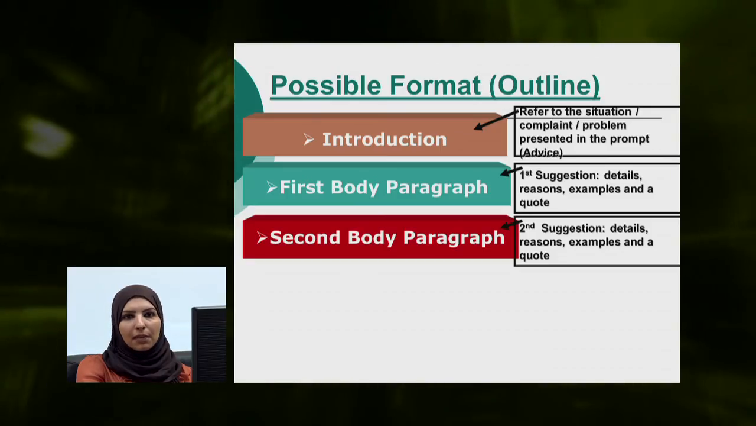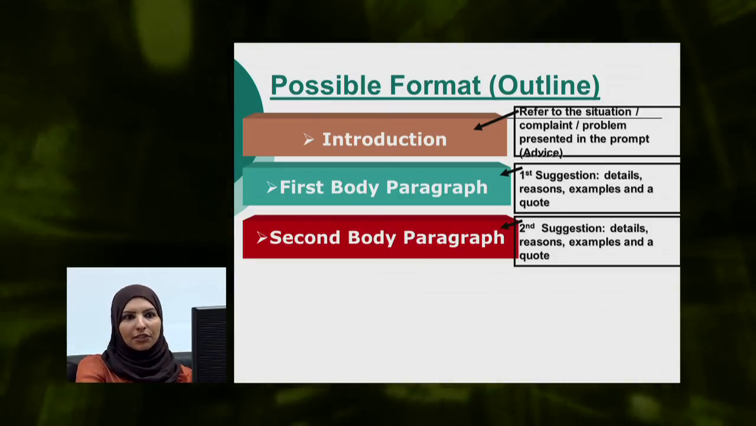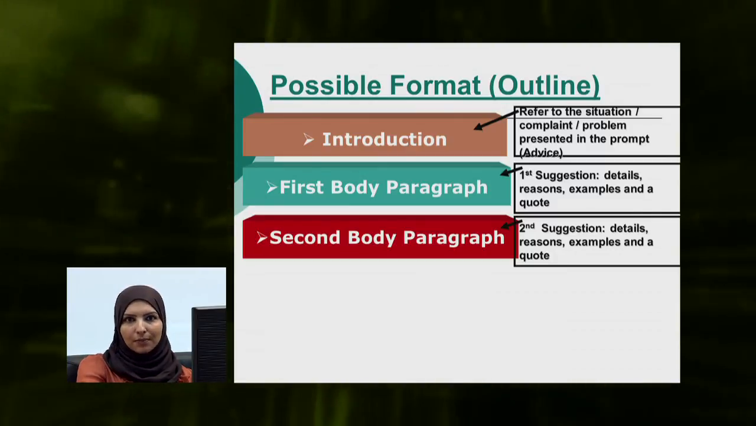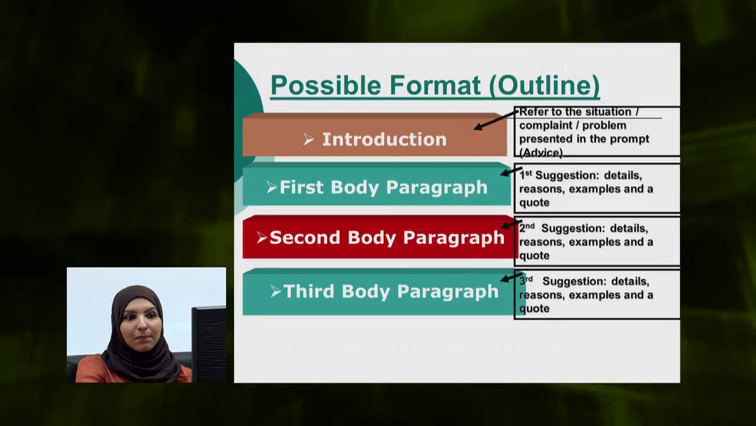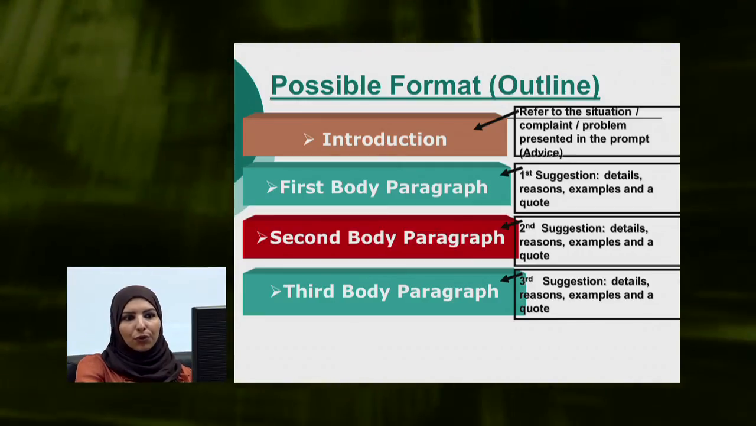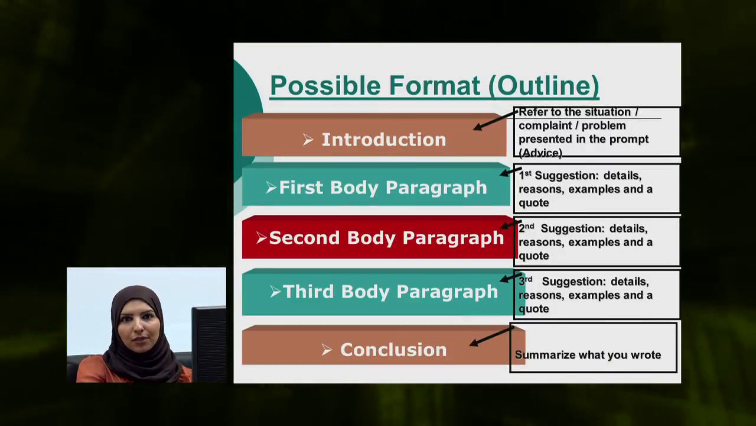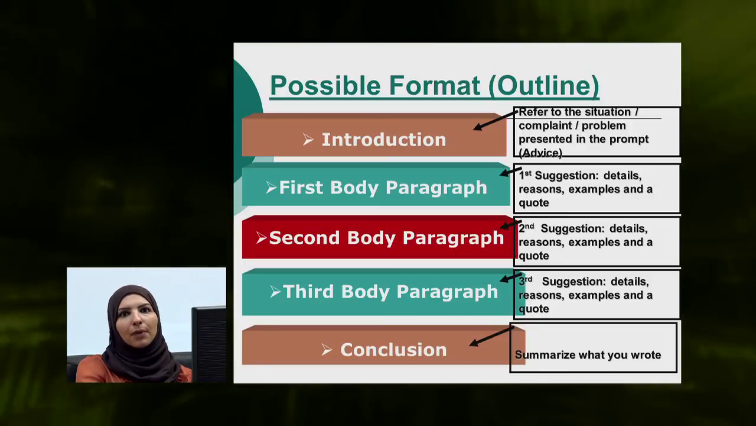Then comes your second body paragraph, and in the second body paragraph, you're going to write your second suggestion, details, reasons, examples, and the quote in order to support it. In the third body paragraph, you're going to write your third suggestion, and you're going to provide details, reasons, and examples, plus a quote, in order to support it too. And finally, you're going to write your conclusion. And in this conclusion, you are going to summarize what you wrote in the whole essay.